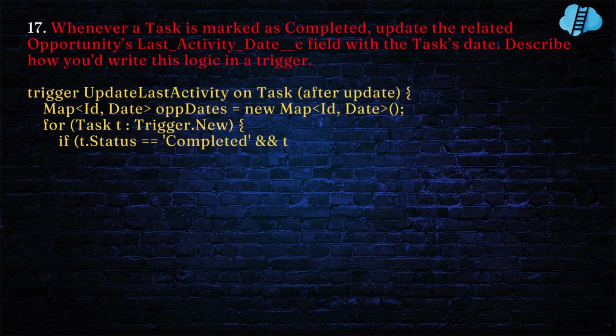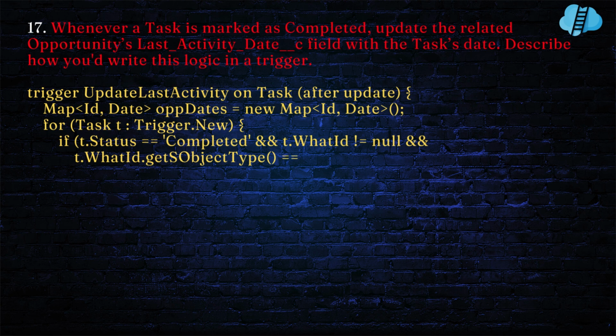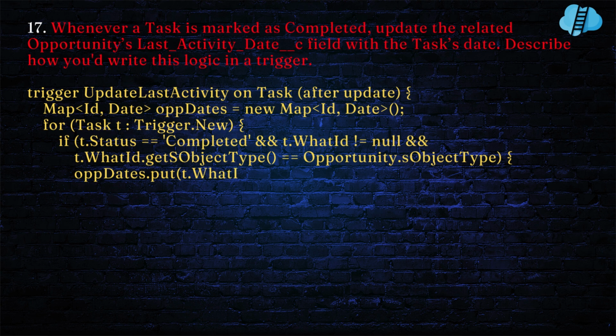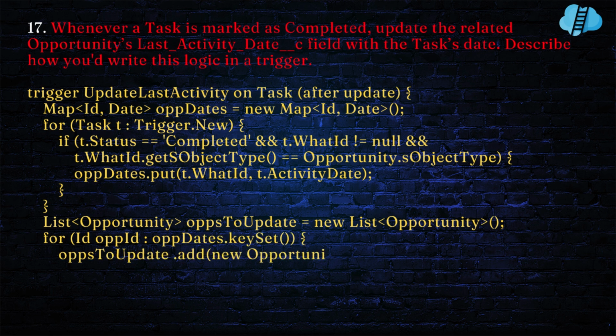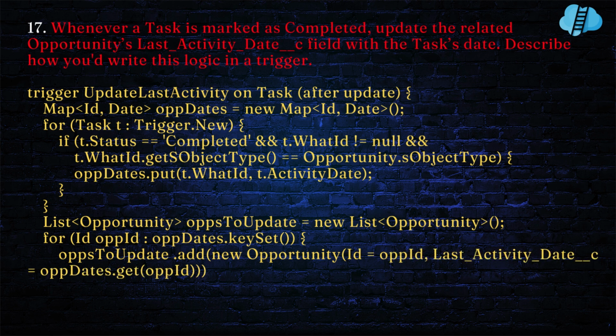The condition ensures the trigger only fires when the status changes to completed, the task is related to a record, the WhatId is present, and that record is an opportunity. It stores the WhatId, the opportunity ID, and the activity date in the map. If multiple tasks for the same opportunity are completed in the same transaction, this ensures the latest activity date, or simply the last one processed, is used. It then iterates through the map keys, the opportunity IDs, to create new opportunity objects with only the ID and Last_Activity_Date__c field populated, and performs a single update DML operation.